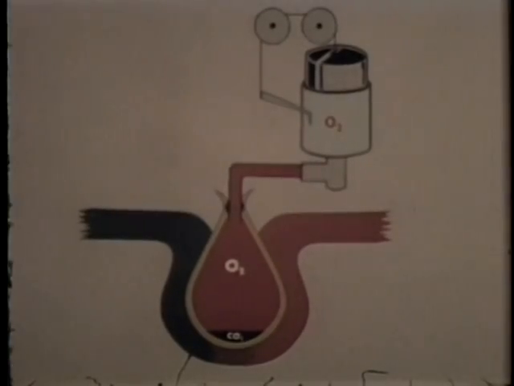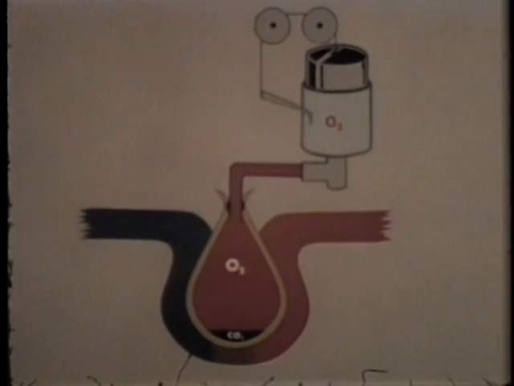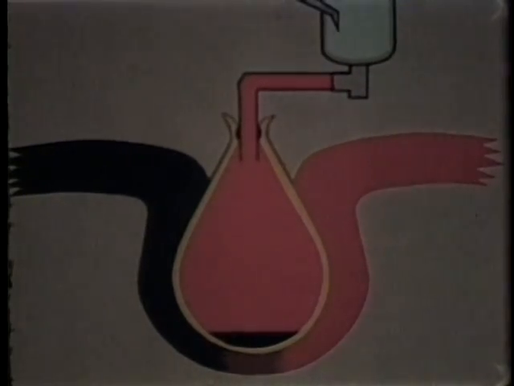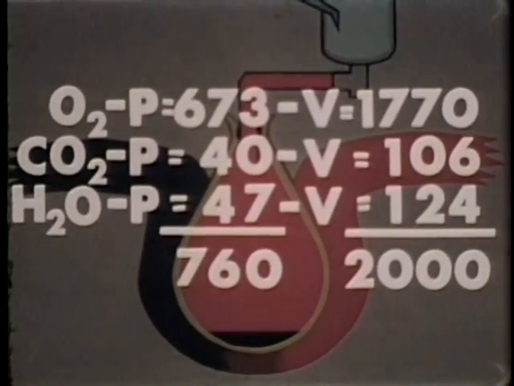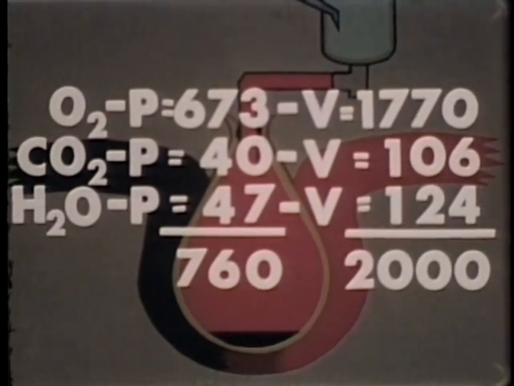We shall represent total lung volume by a single alveolus containing 2,000 milliliters. At the end of denitrogenation and at the start of apnea, only oxygen, carbon dioxide, and water vapor are present in the lung in the following amounts. Oxygen, 1,770 milliliters. PO2, 673 millimeters.